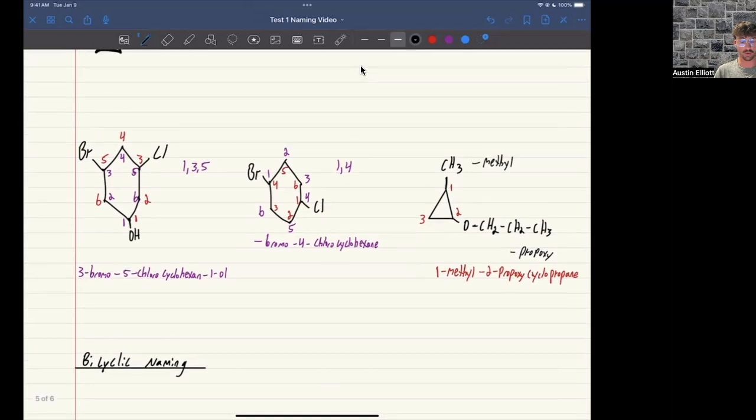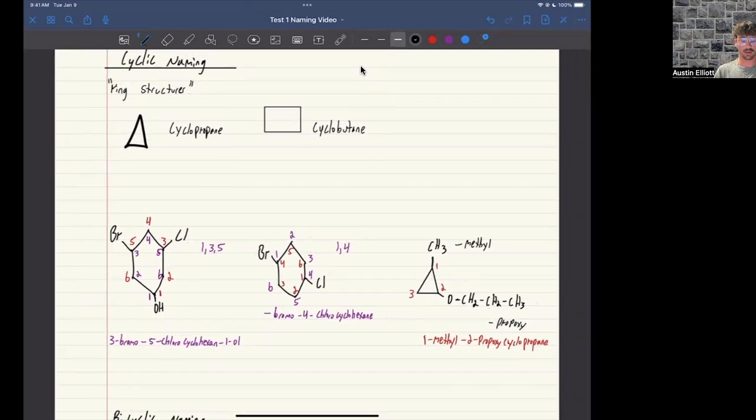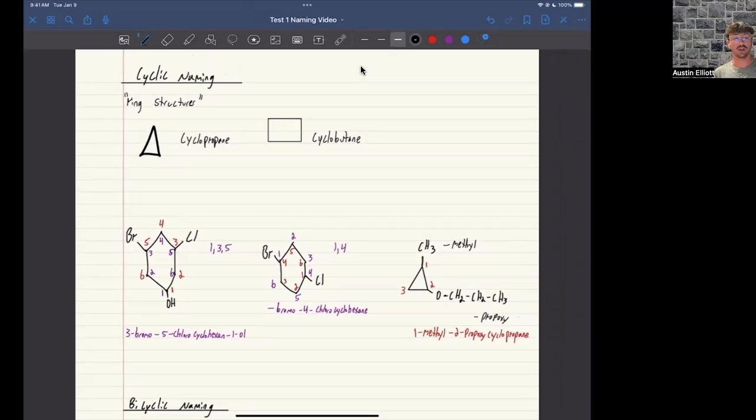All right, that's pretty much it for the cyclic naming. Definitely practice, do the textbook problems, look over the practice tests for different examples of the cyclic structures, do the problem sets. Very helpful for all of that. But now we're going to move on to bicyclic naming.